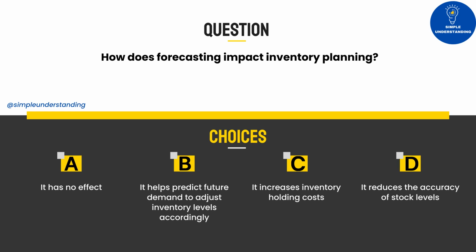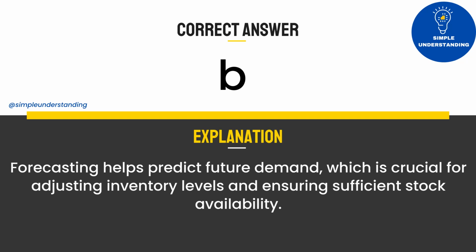3. How does forecasting impact inventory planning? A. It has no effect. B. It helps predict future demand to adjust inventory levels accordingly. C. It increases inventory holding costs. D. It reduces the accuracy of stock levels. Correct answer, B. Overall explanation. Forecasting helps predict future demand, which is crucial for adjusting inventory levels and ensuring sufficient stock availability.